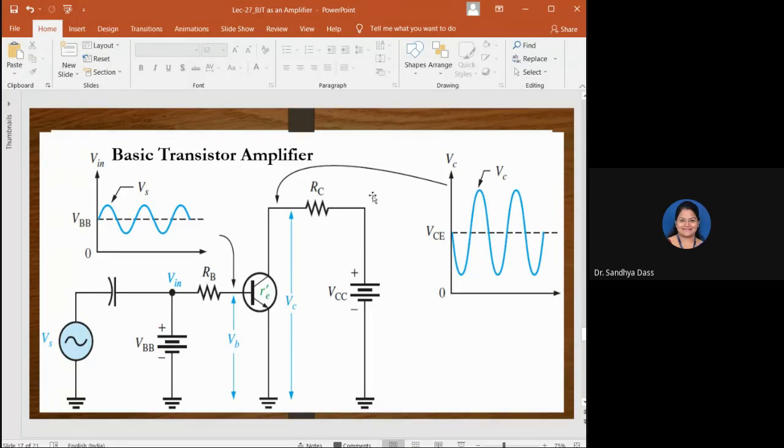So the output current is IC, the collector current, and the input current will be the base current in this configuration. Voltage gain is nothing but output voltage by input voltage. It is the ratio of output voltage to input voltage. What is our output voltage? VCE. And what is the input voltage? It is VBE.